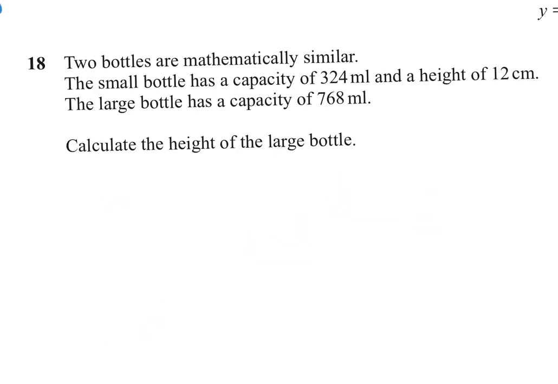Question 18. Two bottles are mathematically similar. The small bottle has a capacity of 324 milliliters and a height of 12 centimeters. The large bottle has a capacity of 768 milliliters. Calculate the height of the large bottle. Because they are similar, what is the relation between their capacities or volumes? Directly, V1 over V2 equals height 1 cubed over height 2 cubed.